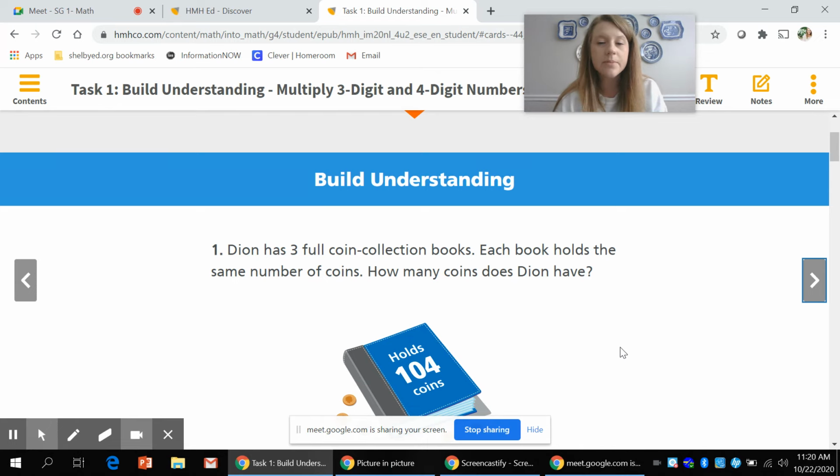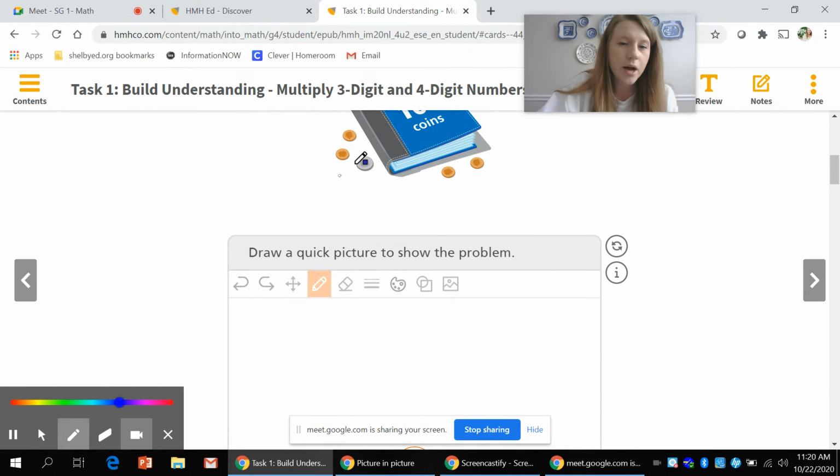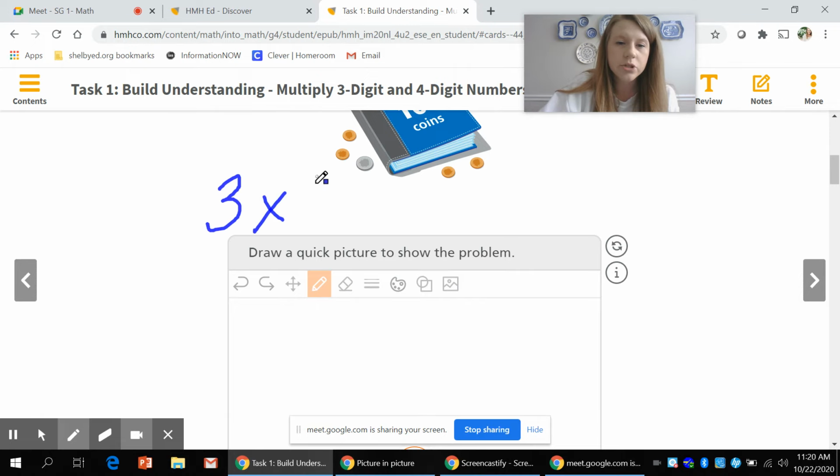All right. How many books does he have total? 3 books. And one book holds how much? Good. It holds 104 because we see that right here in the little picture. The little blue book tells us one book holds 104 coins and he has 3 of those. So what is our equation to represent this problem? Good. 3 times 104.